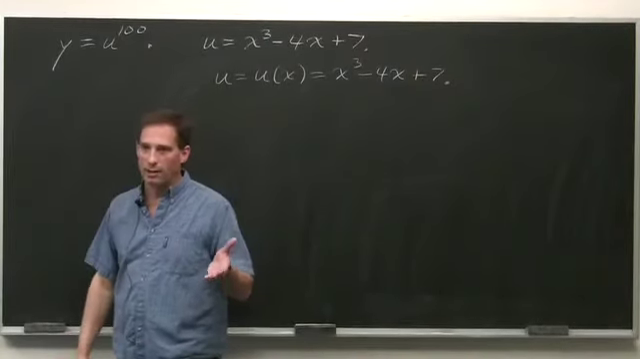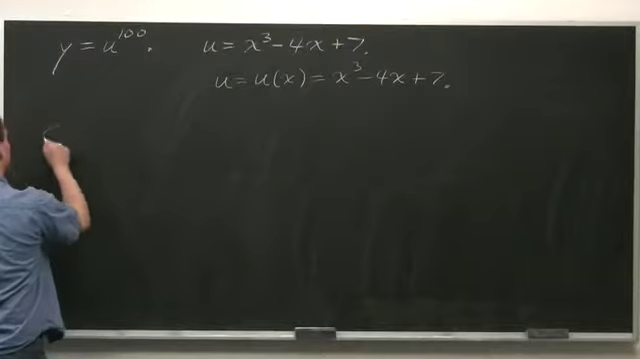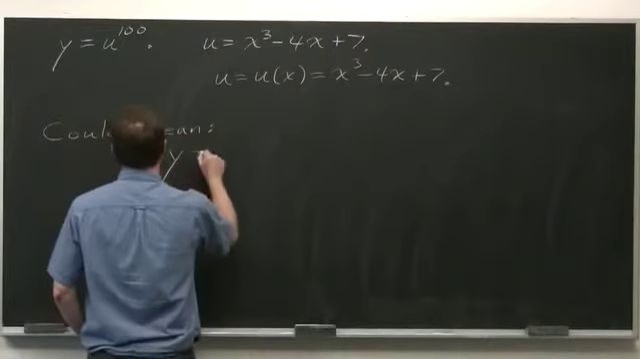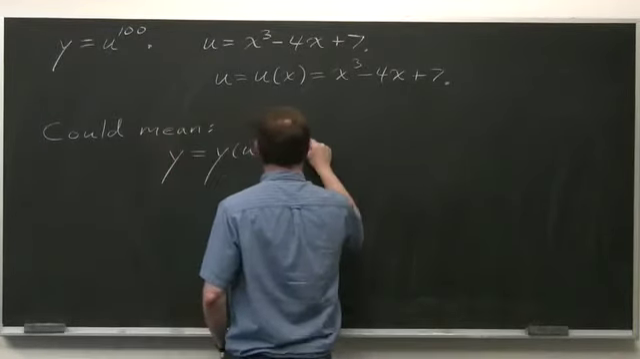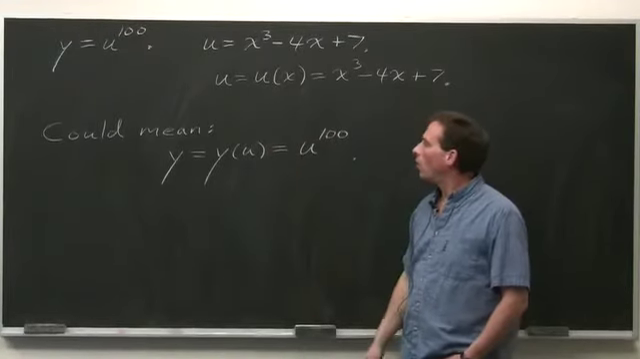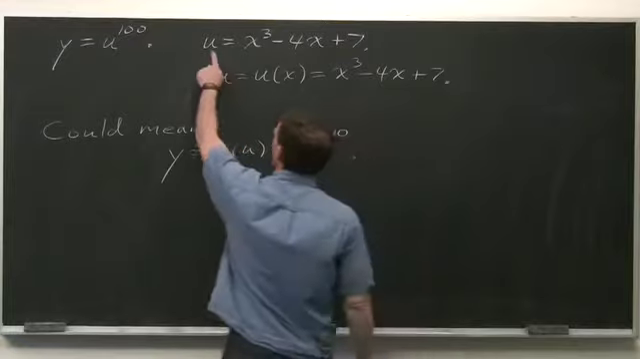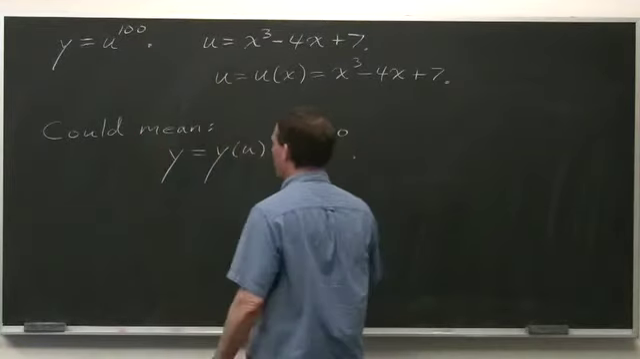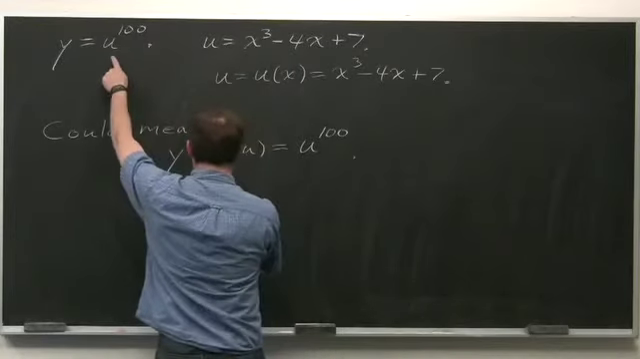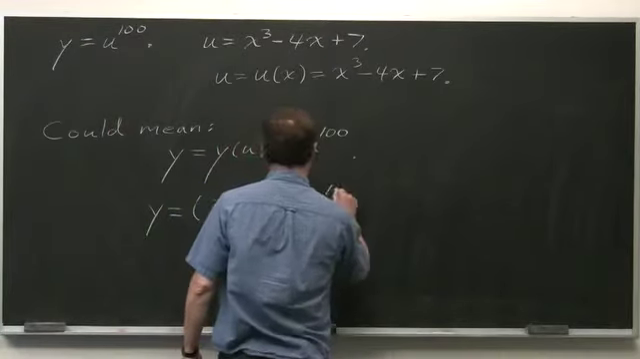What about a function y? That is less clear because y is u to the 100th, so we could mean y is y of u equals u to the 100th. And then here we would have y as a function of u. On the other hand, we called this u and that u for a reason. We meant that this u can be kind of plugged in, substituted for that u. So we could also mean y equals, well, when you put this u in there, you get x cubed minus 4x plus 7 to the 100th.